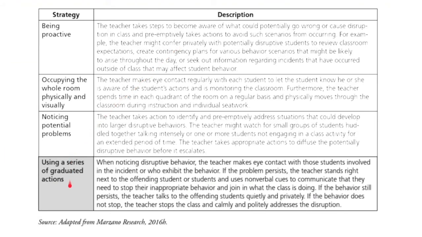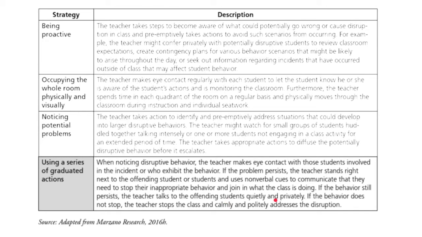Okay. One last suggestion would be this, is to use a series of graduated actions. In other words, when we notice there's a disruptive behavior, we start with something that is quick and not disruptive at all to the learning process. We make eye contact with students involved. If the problem persists, then we might stand right next to an offending student or students and use some nonverbal cues. We use our proxemics, how close we are to the students, move a little closer, and use nonverbal cues. If that persists, still after that, we can talk to a student who's off task and or disruptive quietly and privately.